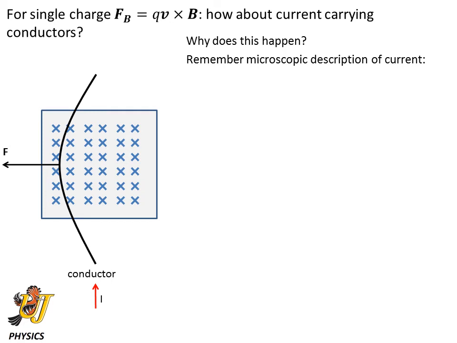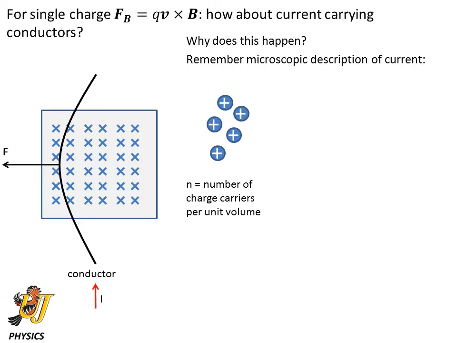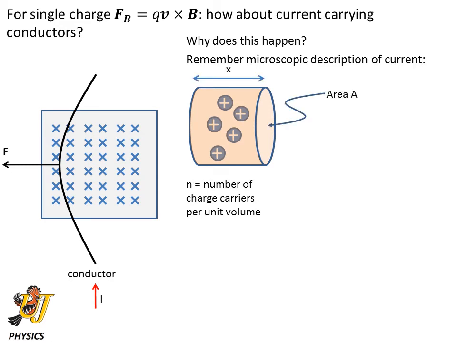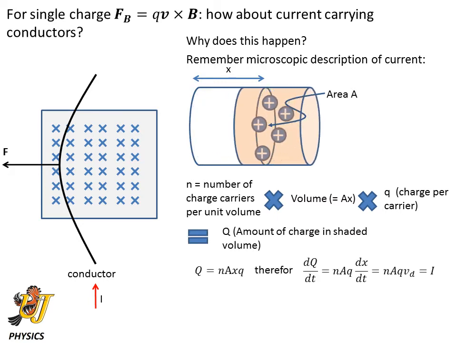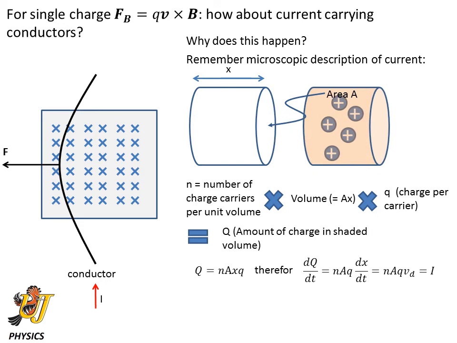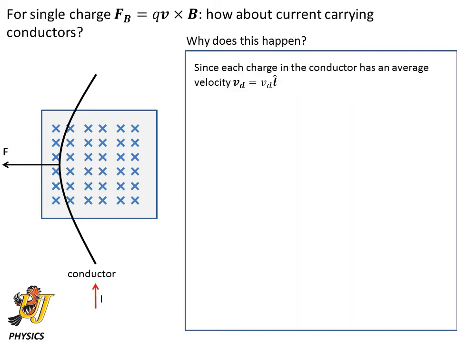We can derive an expression for this from our microscopic description of the current, where we know that the current in a conductor is defined in terms of the number of charge carriers per unit volume multiplied by the volume itself, multiplied by the charge each charge carrier carries. If we take the time derivative of this expression, we just end up with the current in terms of a drift speed.